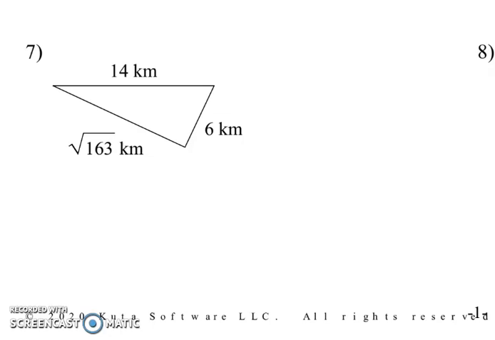Let's find out in number 7 if this is going to be an acute or an obtuse or a right triangle. And as we've seen before, we're going to set up the Pythagorean theorem. a squared plus b squared equals c squared. And if those are actually equal to one another, then this is a right triangle.